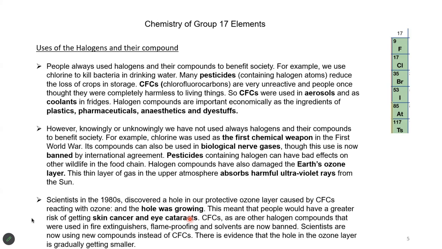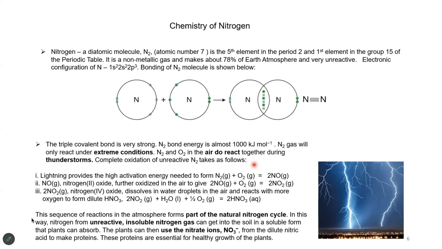for refrigerators, and people are investigating more and more. Now we say that we could reduce the hole in the ozone layer by using other chemicals. These chemicals, pesticides, and chlorofluorocarbons are now used less and less, and in many countries they are banned. Now we have completed our chemistry of group 17, that is, halogen chemistry.